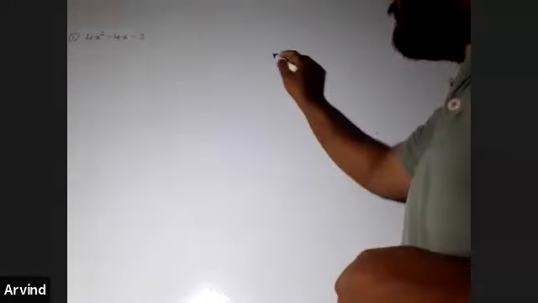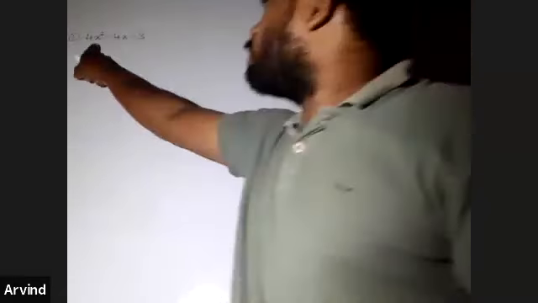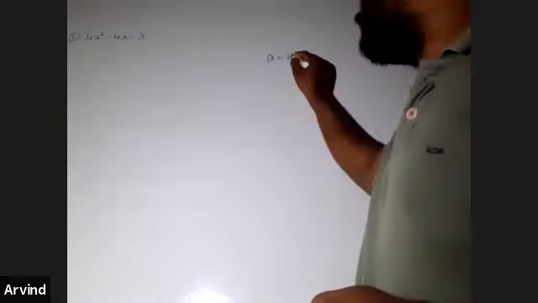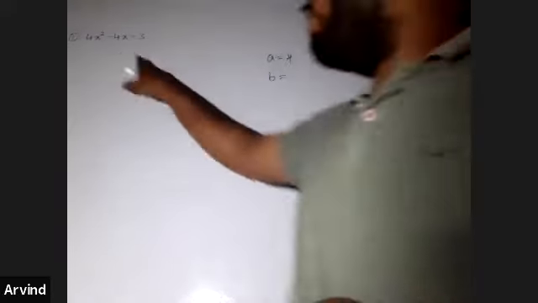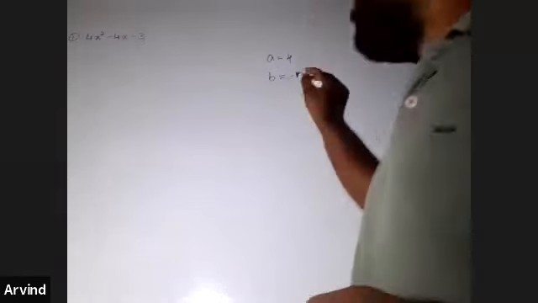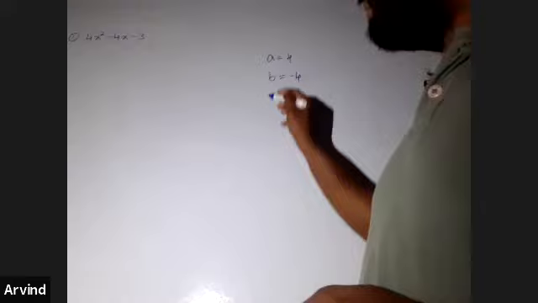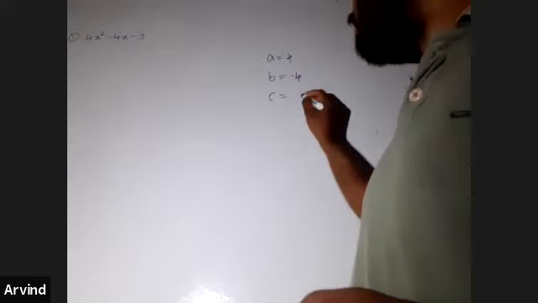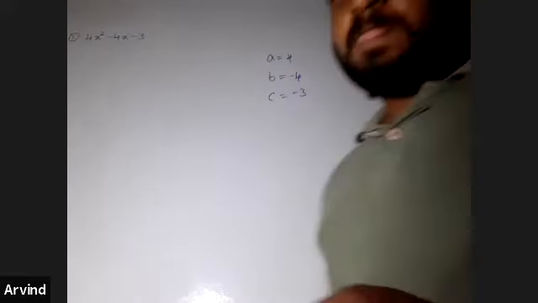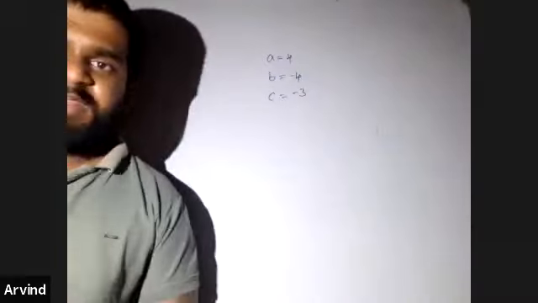The next step is to find the values of A, B, C. A is the coefficient of x square, and the coefficient is 4. B is the coefficient of x, the coefficient is -4, with the sign you have to take. C is the constant number, which is -3. Is it clear for everyone?